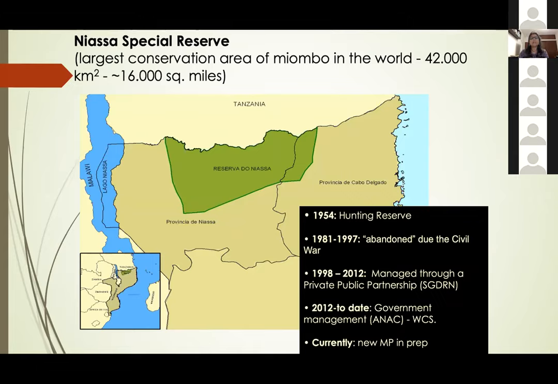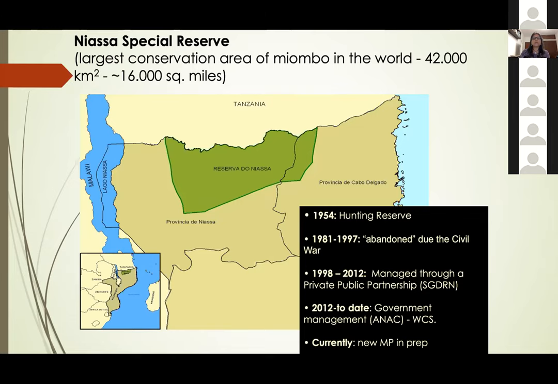So the Niassa Special Reserve is not just the largest protected area in Mozambique, but is also the largest protected area in Miombo woodlands worldwide. Niassa is located in the very north of Mozambique, on the border with Tanzania, and it has undergone several management systems since its creation in the 50s.